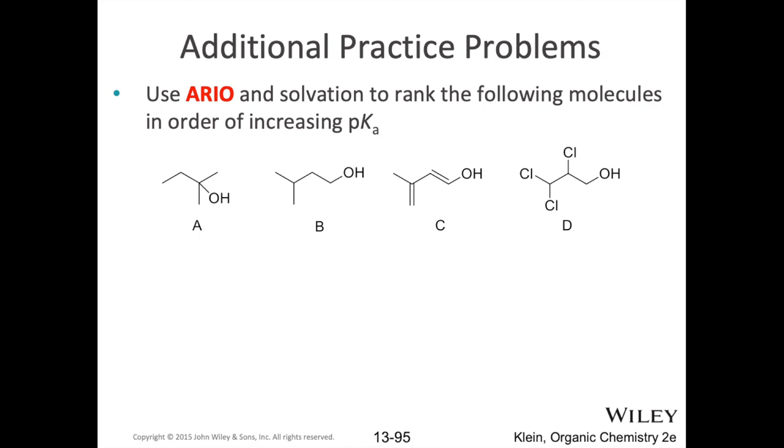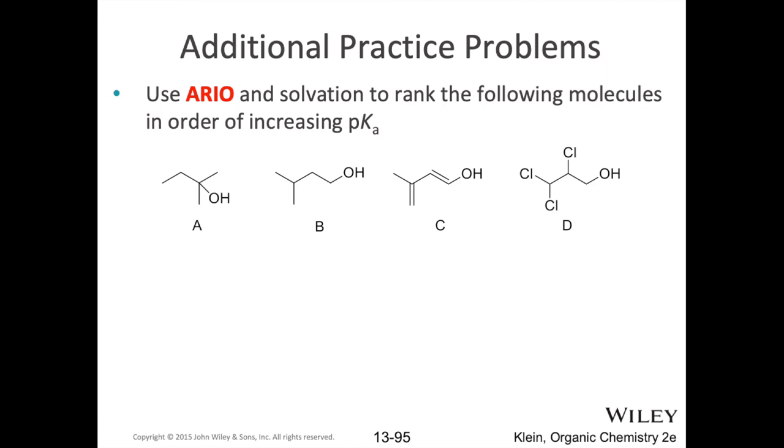Okay, here are some examples of alcohols. Use ARIO to rank them in order of increasing pKa. So in other words, from your strongest acid to your weakest acid. I think you recall the A in ARIO is kind of a moot point here because all of these have the hydrogen on an oxygen.